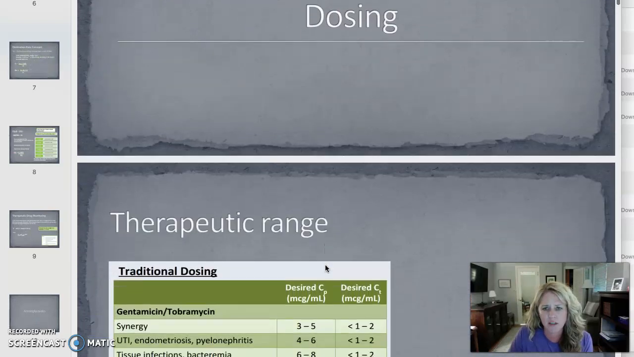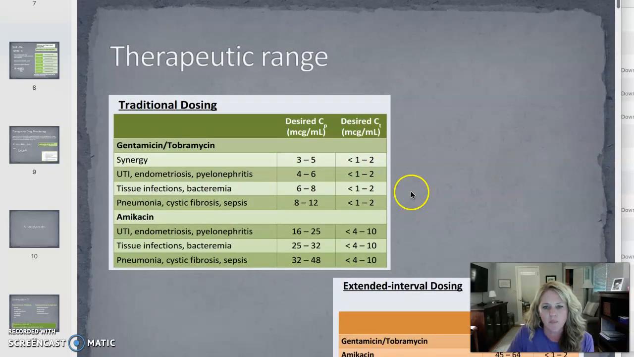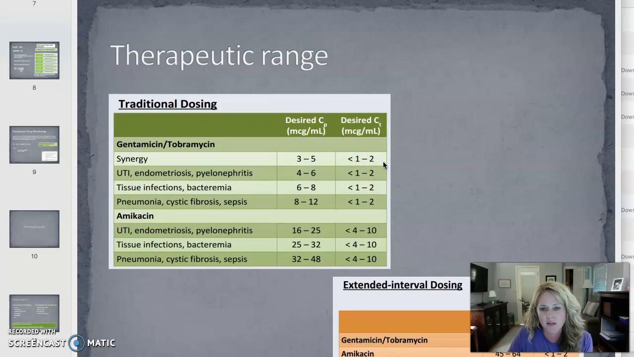So we'll talk about conventional dosing first. This is the chart you need to know, and if you're expected to know what the peak and trough is, we'll let you know. But for synergy, we're looking for lower trough levels and peak levels. So the peak would be 3 to 5, and the trough would be less than 1 to 2, and that's always going to be the case with gentamicin and tobramycin.